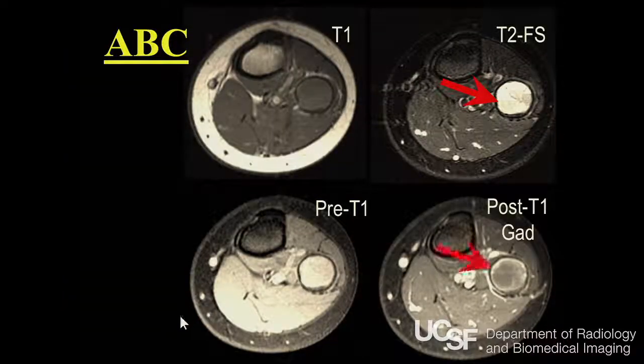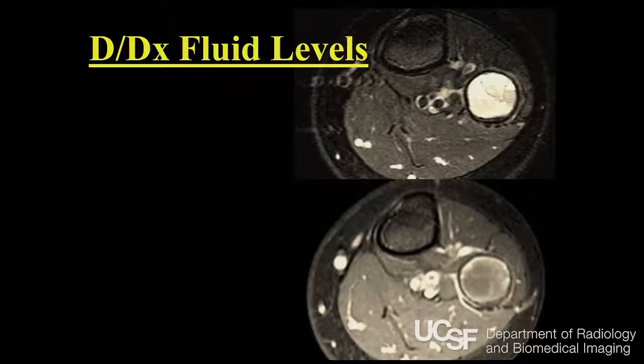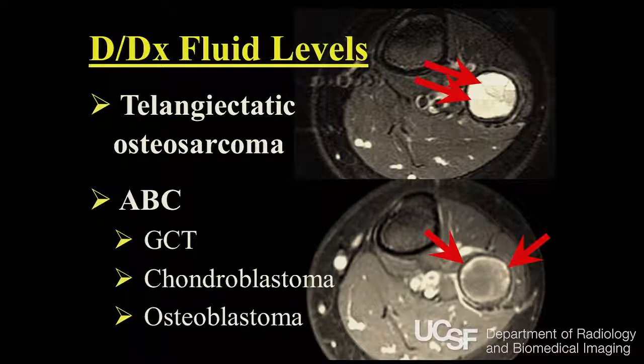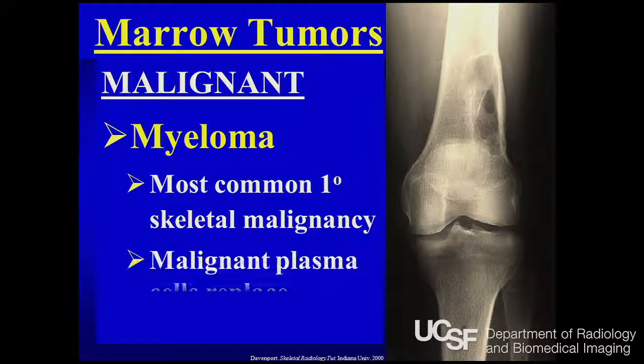So here's the way it looks in the axial plane. Note the fluid levels and relatively little central contrast enhancement. The differential diagnosis of fluid levels within a lesion not only includes telangiectatic osteosarcoma that we talked about, but also ABC and some other lesions associated with ABCs. So it's not entirely specific, but often it's associated with bleeding into the lesion or a pathologic fracture through a lytic lesion.